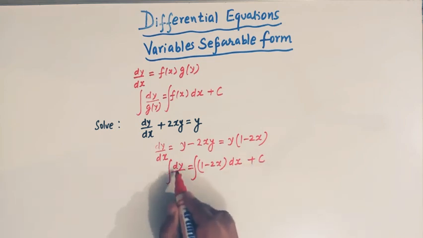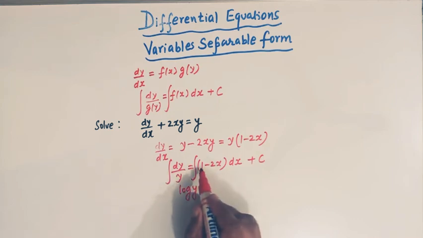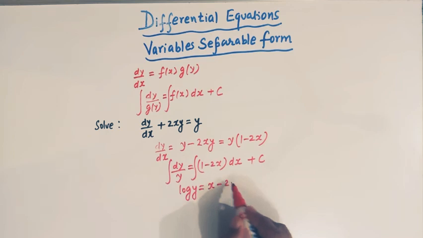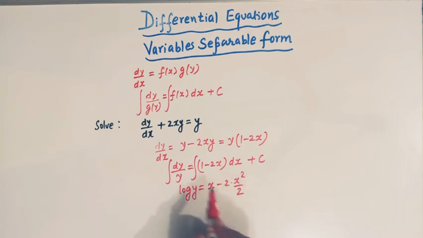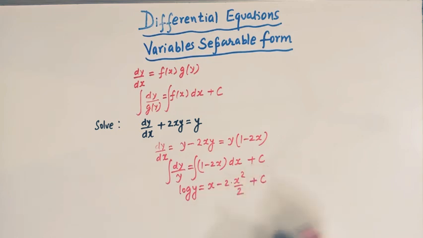Now the integral of 1 over y is log of y, and this is the integral of 1 is x, and here we have x square over 2, because the integral of x is x square over 2, and here we have plus c. 2 and 2 get cancelled, so we have log y is equal to x minus x square plus c. So this is the required solution.